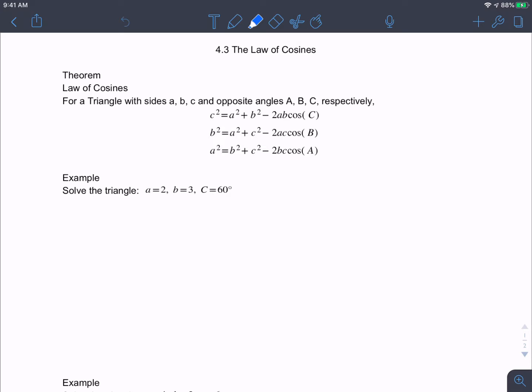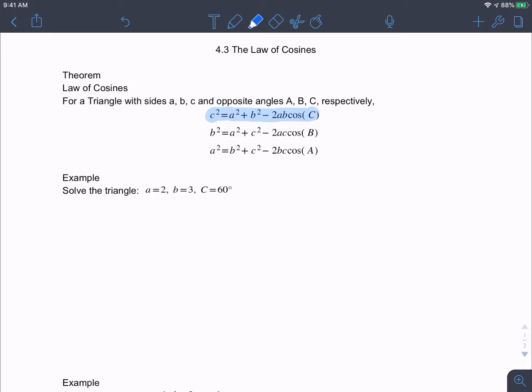Today we're going to cover section 4.3, the law of cosines. There's four laws that we want to talk about, or three laws, but they basically are the same thing. It's just dependent on the information that's provided. So the first law is you're given two sides and an angle, and from there, you're able to solve for the other side of the triangle.